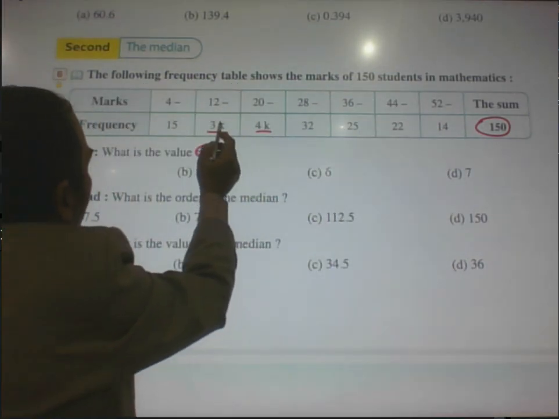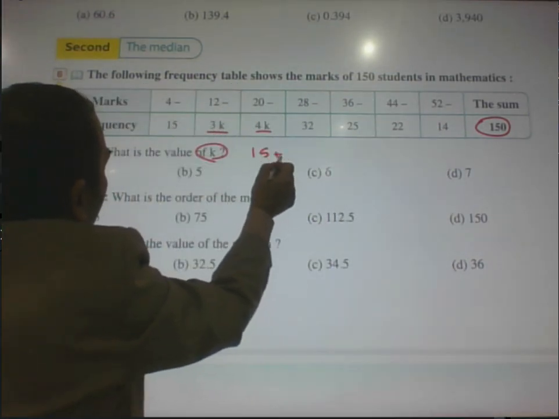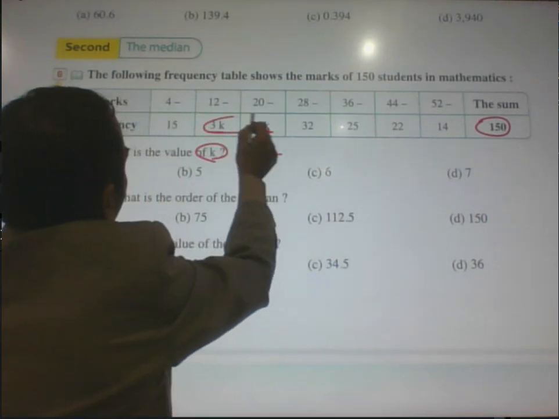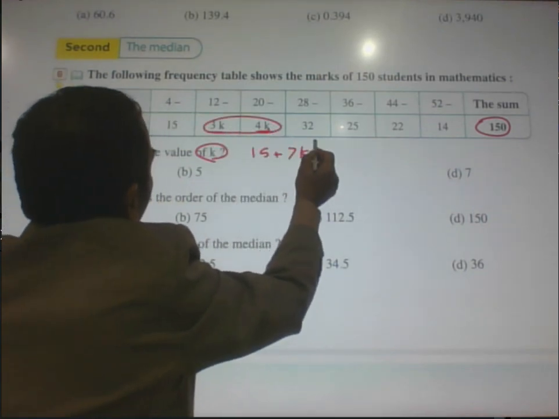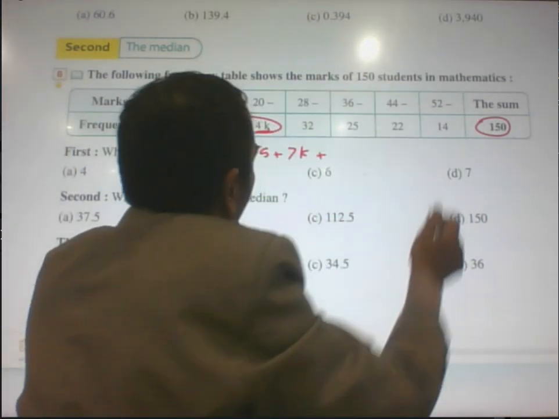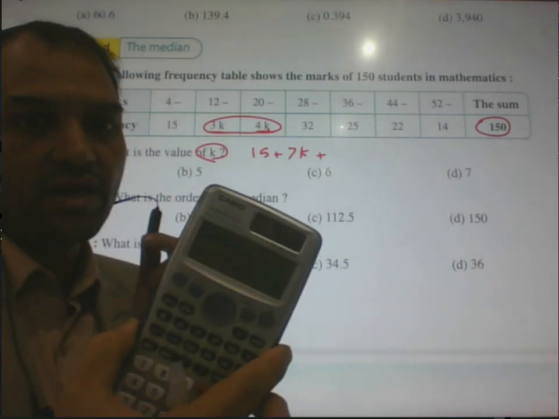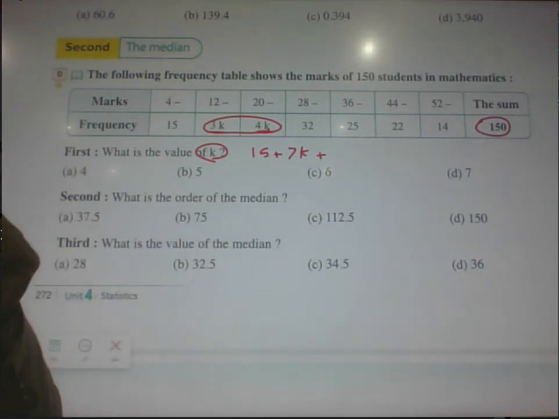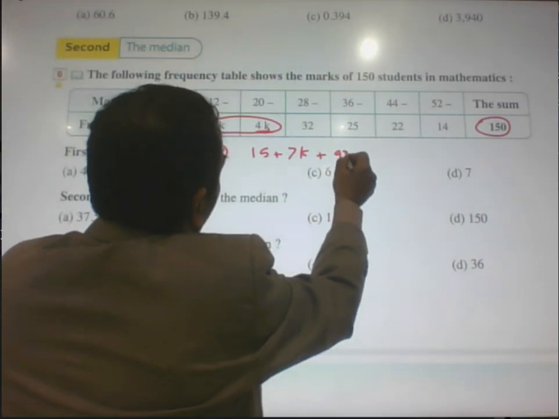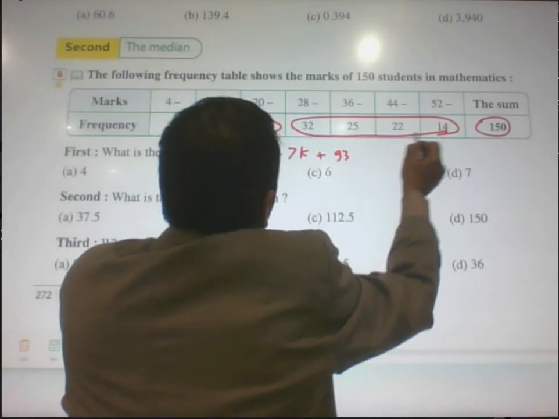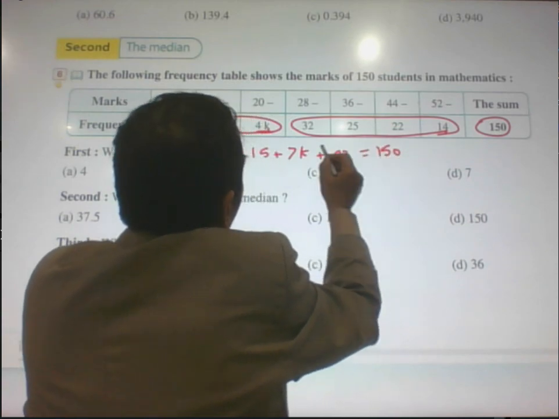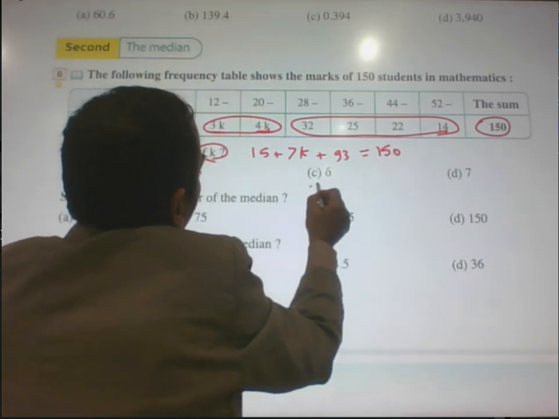First step, we collect the terms. 15, then 3k plus 4k equals 7k, and 32 plus 25 plus 22 plus 14 we can add together using a calculator. The result is 93. So 15 plus 7k plus 93 equals 150. We can solve this equation.